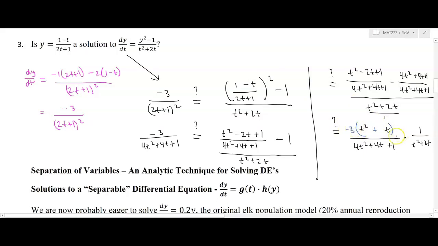negative 3 times quantity t squared plus, let's see, where were we there? And this guy would leave me with a plus 2 because we had a minus 6 there. And we can see that both of these terms cancel out, these factors here and here. And I am, in fact, left with negative 3 over 4t squared plus 4t plus 1, which is exactly the same thing that I have on the right-hand side.